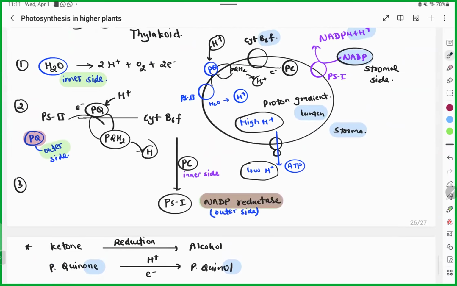So let me tell you what could be the question asked in this. Water splitting is associated with which PS? PS2. Is water splitting inner side or outer side? Inner side. Where is plastoquinone located, between PS2 and cytochrome B6F? What is the role of plastoquinone? It converts into plastoquinol, transporting hydrogen along with the electron. Where is it located? Outer side. Plastocyanin is between B6F and PS1. Correct?